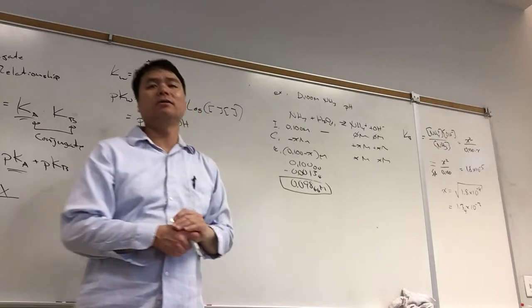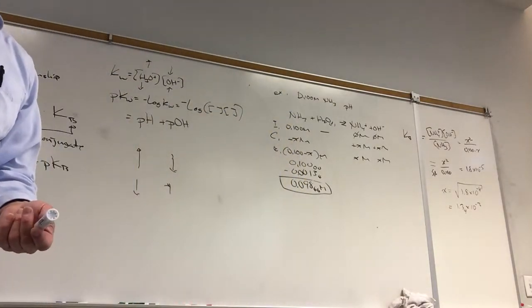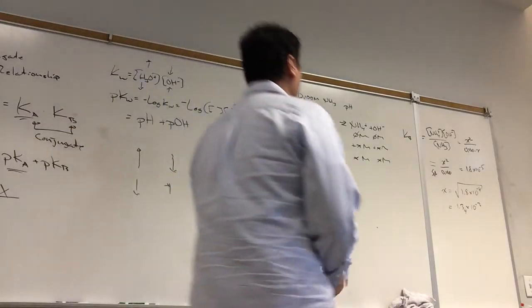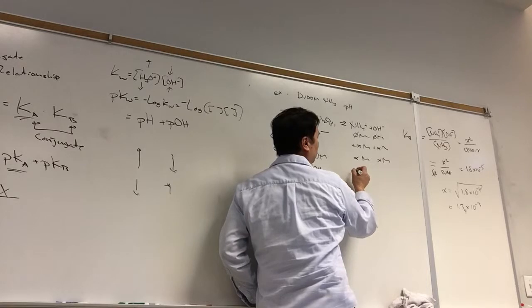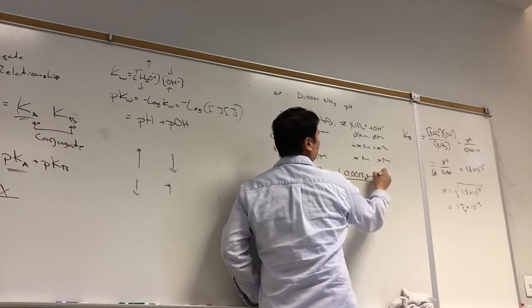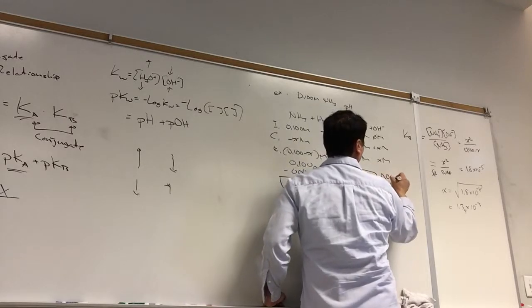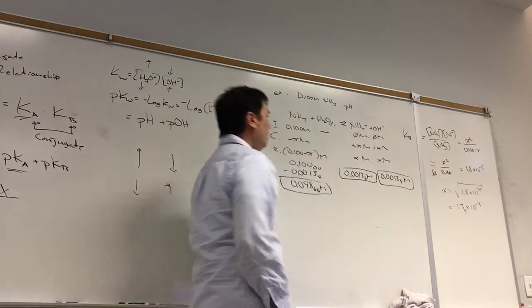This is the reason why I don't want you guys on the metathesis reactions to write ammonium and hydroxide, because if you look at the amount of ammonium and hydroxide in the solution of ammonia, there's not much. This is just 0.00134 molar, and this is going to be 0.00134 molar.